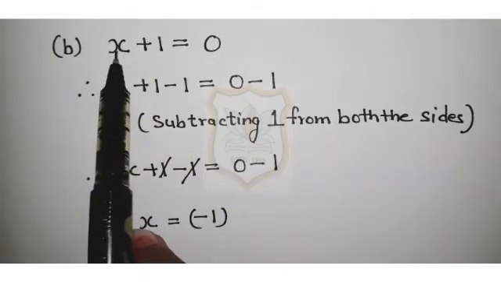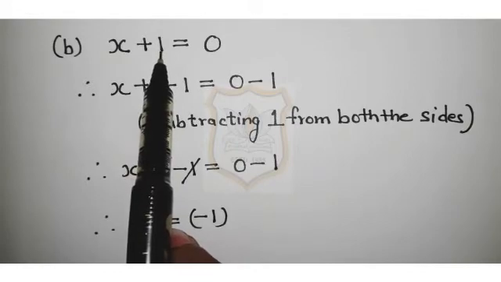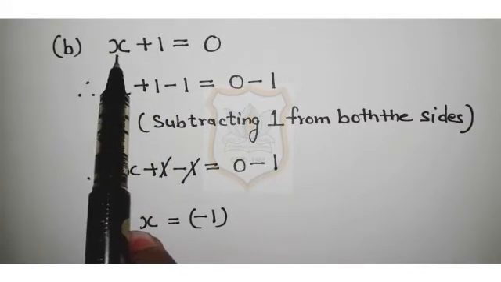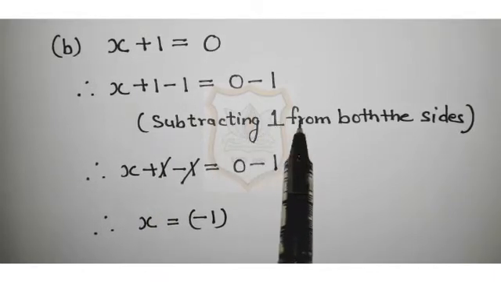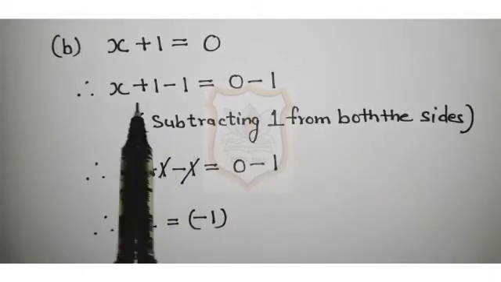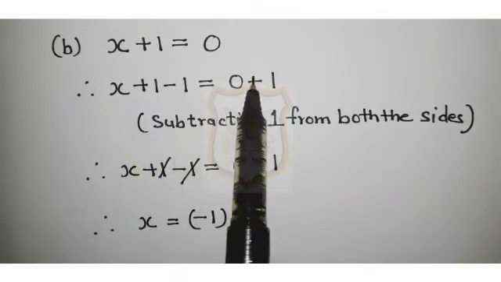Now, in LHS, this x is a variable and this plus 1 is a constant term. To separate this variable from the constant term, what we will do is subtract 1 from both sides. We have to subtract 1 from both sides, the LHS also and the RHS also.